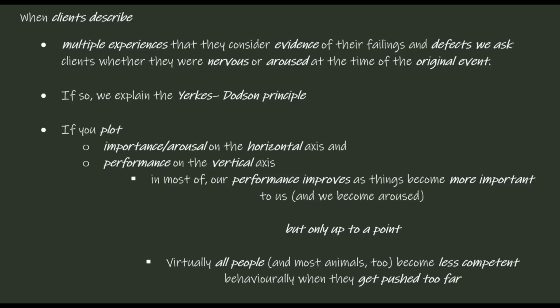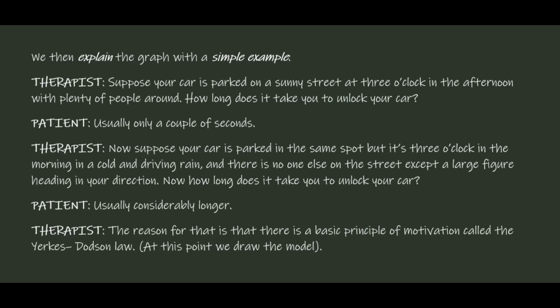If we plot importance/arousal on the horizontal axis and performance on the vertical axis, our performance improves as things become more important to us and we become more aroused. But only to a point. Virtually all people become less competent behaviorally when they get pushed too far. We then explain the graph with a simple example.